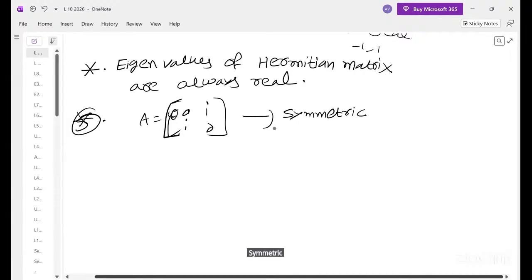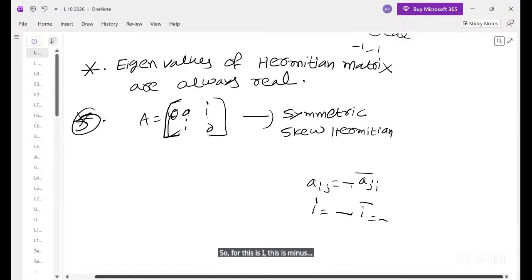Symmetric and skew Hermitian. What is a skew Hermitian matrix? The principal diagonal must be either 0 or purely imaginary. Off-diagonal should satisfy a_ij is minus conjugate of a_ji, that is minus of the conjugate. The conjugate of i is minus i. Minus of minus i is plus i. So for this i, this is minus i bar, that is minus i, which is plus. So they satisfy this property. So it is skew Hermitian.